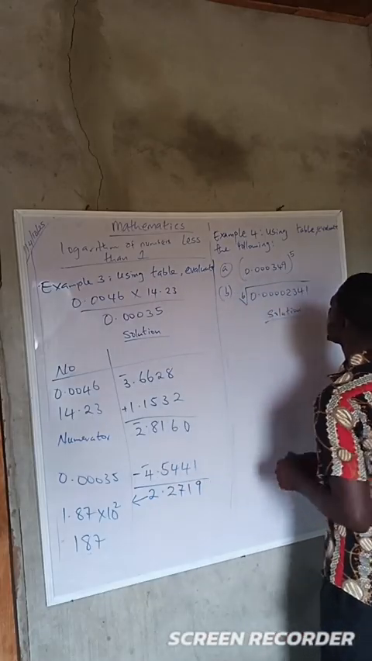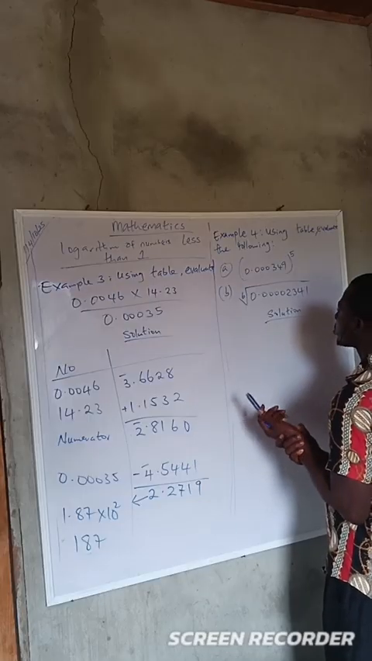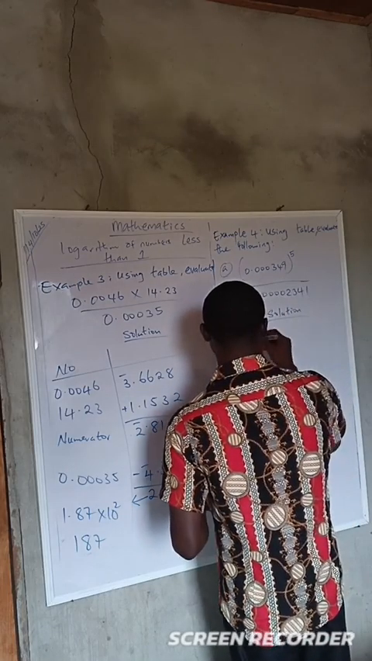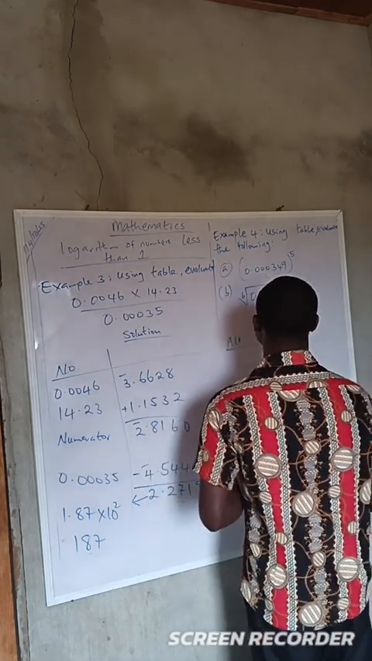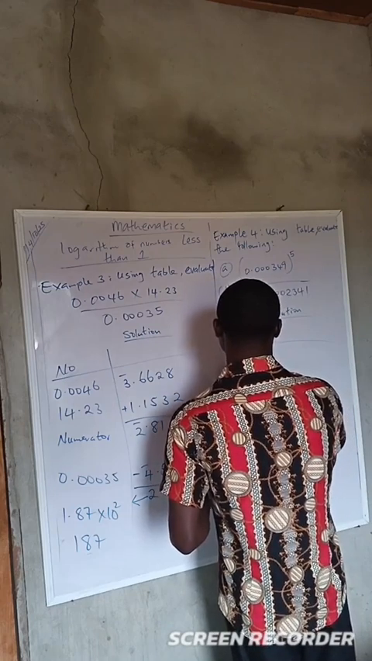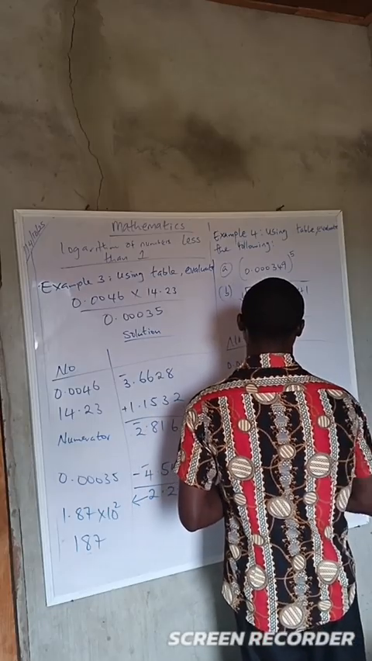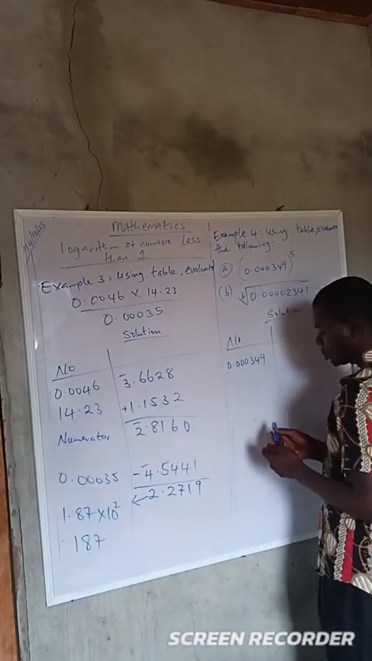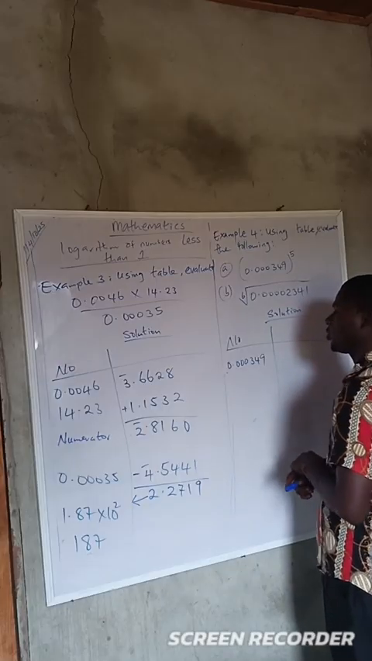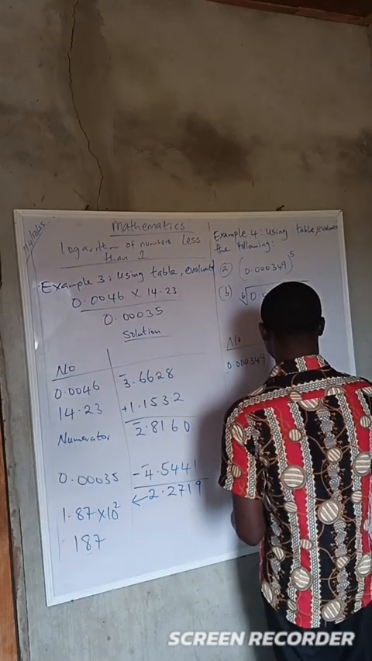So, from what you have there, let's write number, then log. You have 0.000349. Now, express this number as a number in standard form. You have what? 3.49 times 10 raised to power what? Minus 4. So our characteristic is bar 4 point.